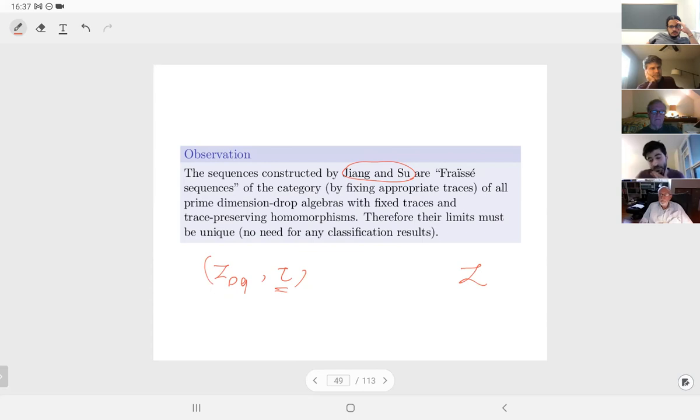The construction that Jiang and Su have, the sequence that they built, first of all, is not canonical. So a priori, it's not clear at all why such a limit has to be unique. And the fact that they use classification results to show the uniqueness was something that I would have liked to avoid. And this was really a nice way to avoid it. You could basically define Z to be the Fraïssé limit of this category, and the uniqueness follows from the uniqueness of back and forth.